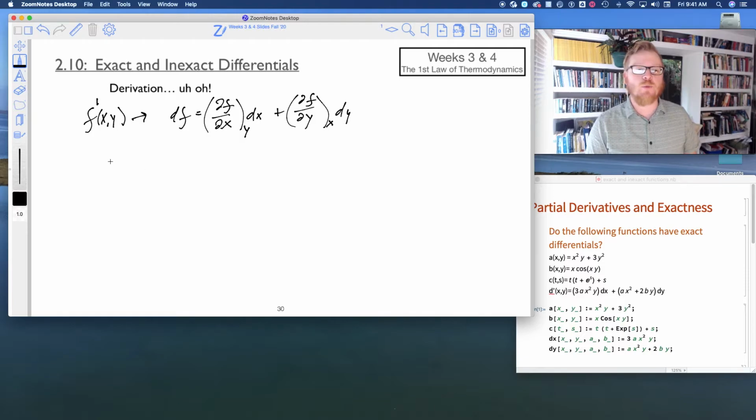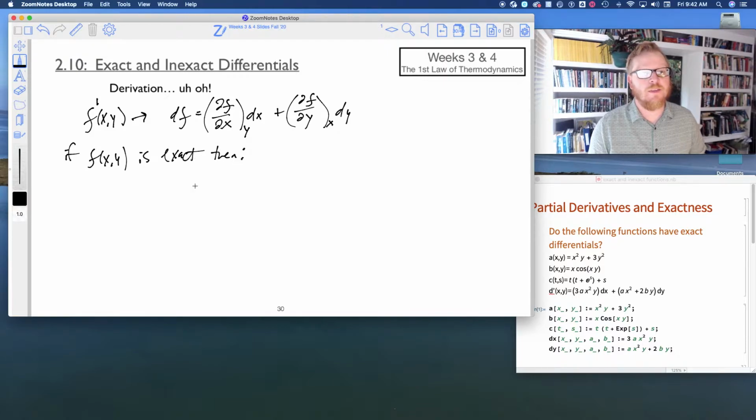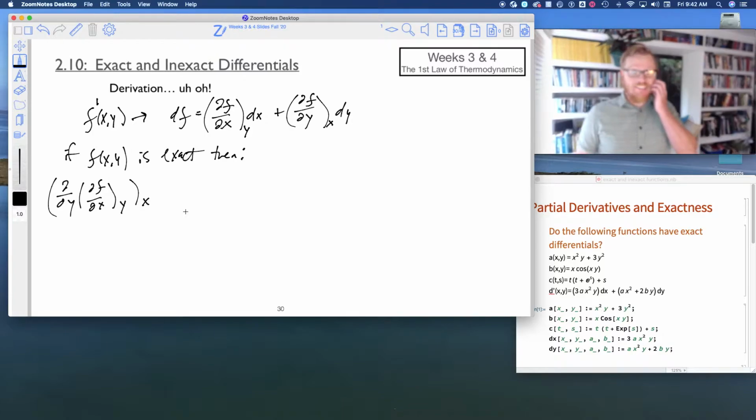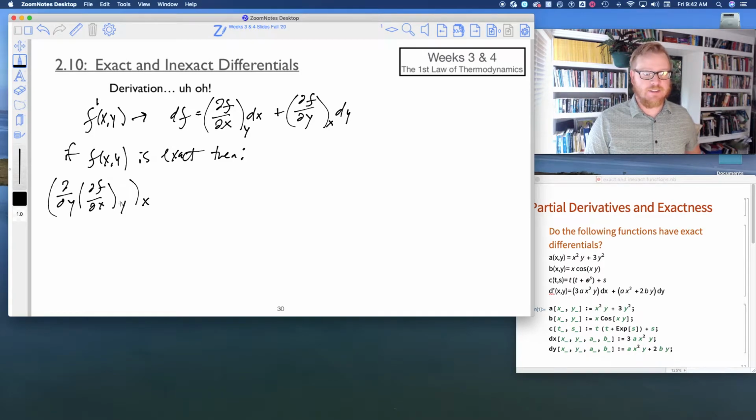And if f of x, y is exact, then the following must be true. Okay? I'm going to write all this down and then I'm going to describe what it is that I just wrote. Okay, so let me write these derivatives here and explain what's going on. So what I have here is if f of x, y has an exact differential, then the following must be true. The partial of f with respect to x at constant y.